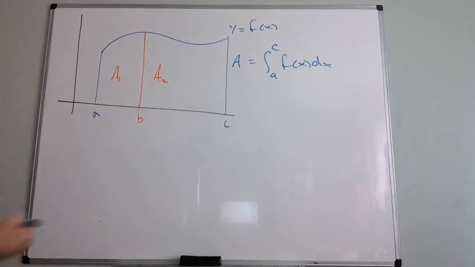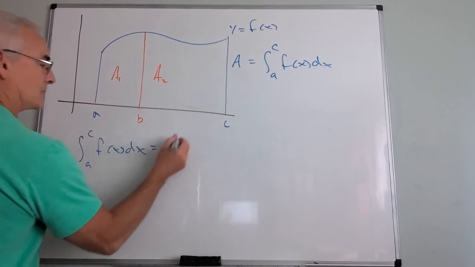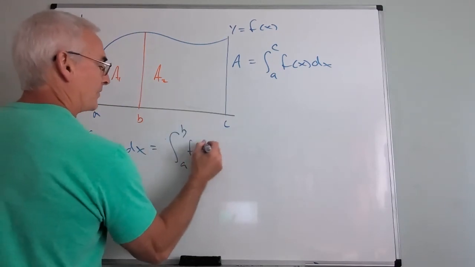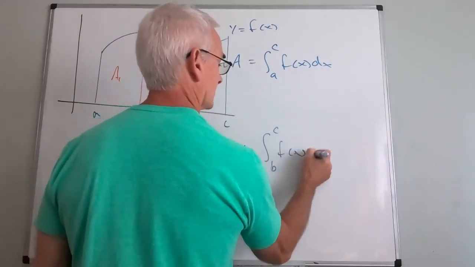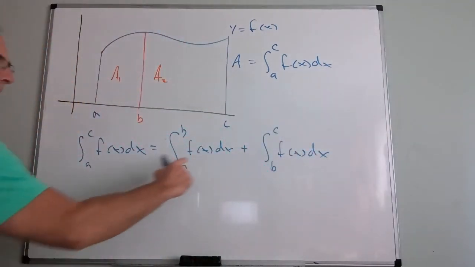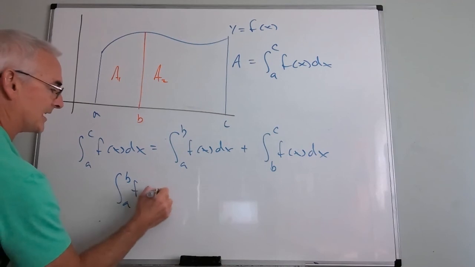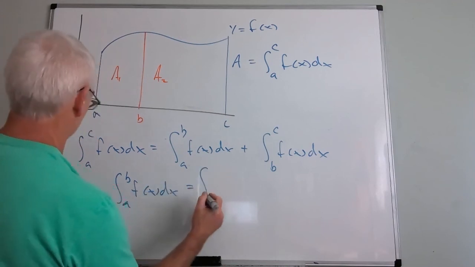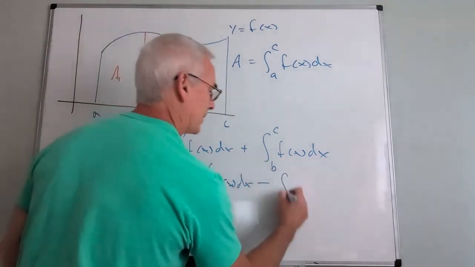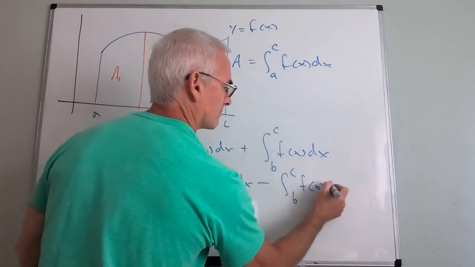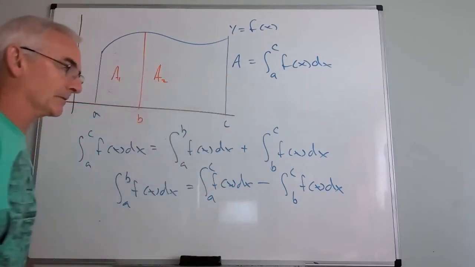And I think we all agree that the integral from A to C of f of x dx is equal to the integral from A to B of f of x dx plus the integral from B to C of f of x dx. Agreed? I want this by itself. So can I say the integral from a to b of f of x dx equals the integral from a to c of f of x dx minus this? Everybody okay with that? I want to get this area by itself. So I just said it's the big area minus this area.